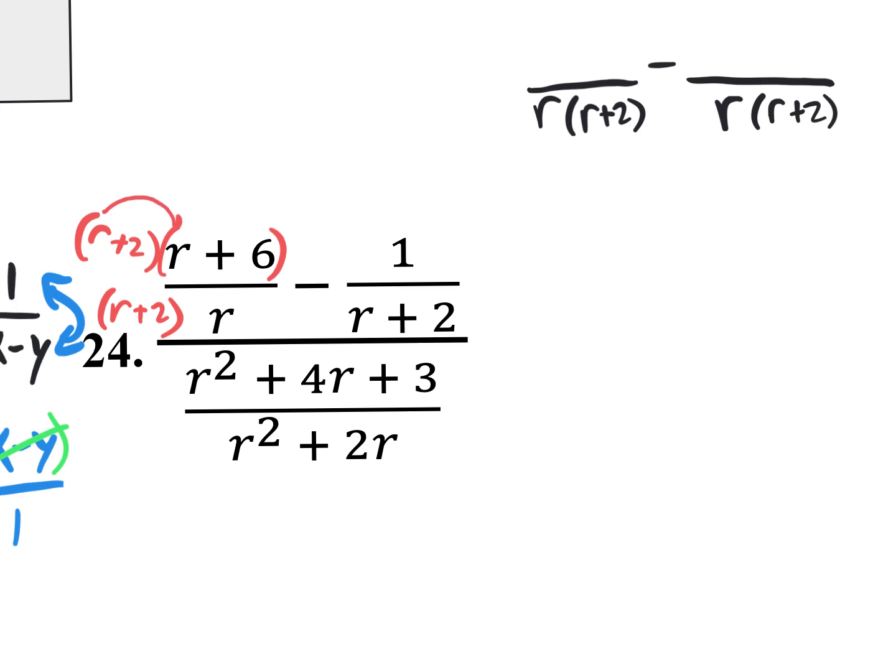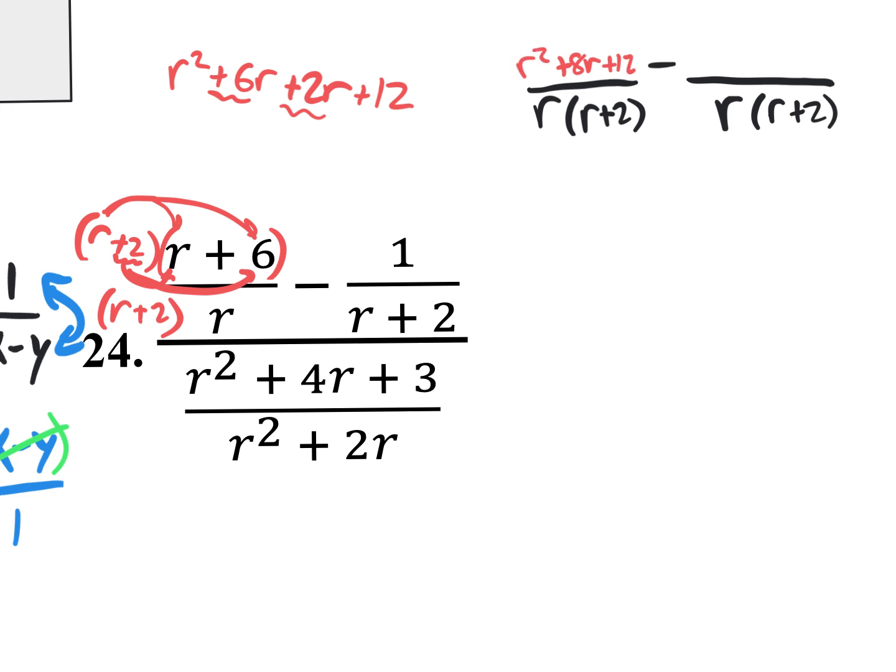R times r is r squared. R times 6 is 6r. And then I would distribute the 2. 2 times r is 2r. And then 2 times 6 is 12. And then I could combine the middle terms, 6r and 2r, and actually get 8r. So the middle term is plus 8r. And you do have the plus 12 at the end. And you do have the r squared at the beginning.